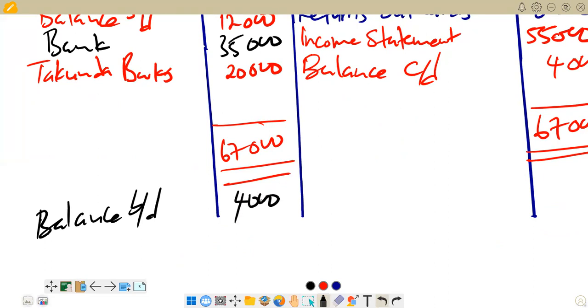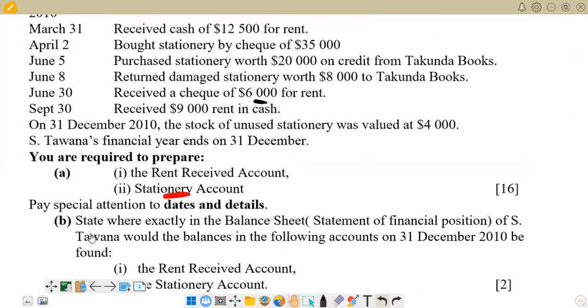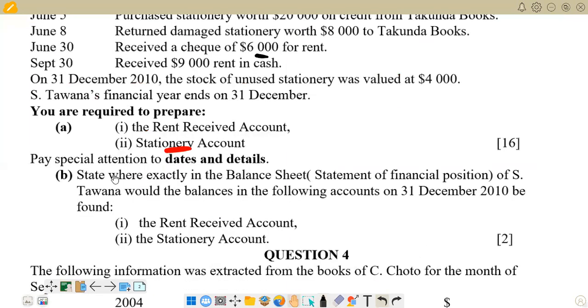So that is what we have in terms of the second part, which is the stationery account. And then now we can go and see what we have next in the question. You see the last part of the question is saying, state where exactly in the balance sheet, in brackets statement of financial position, of S Tawana would the balance in the following accounts on 31 December be found.